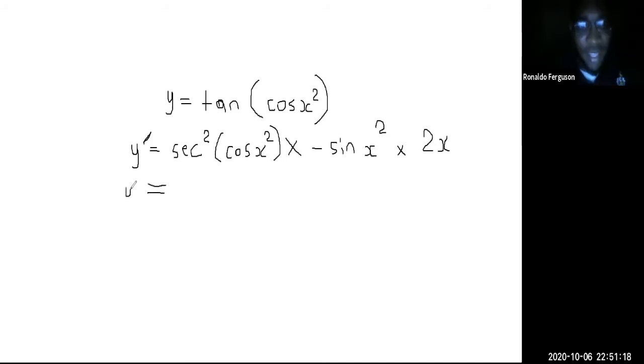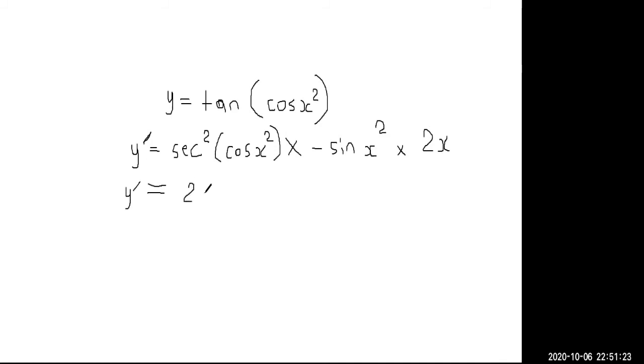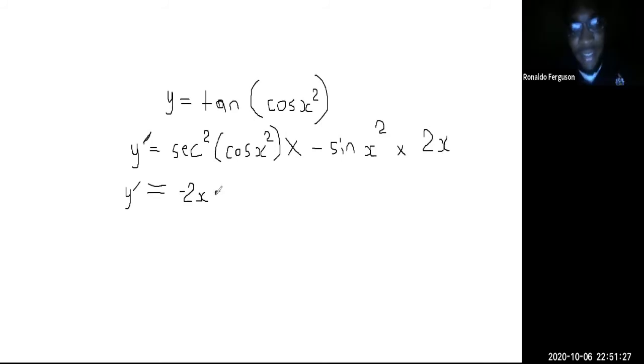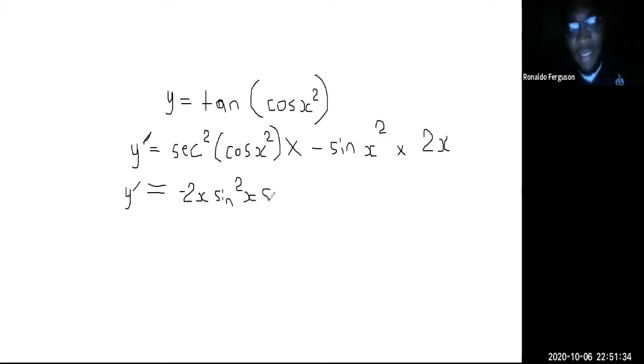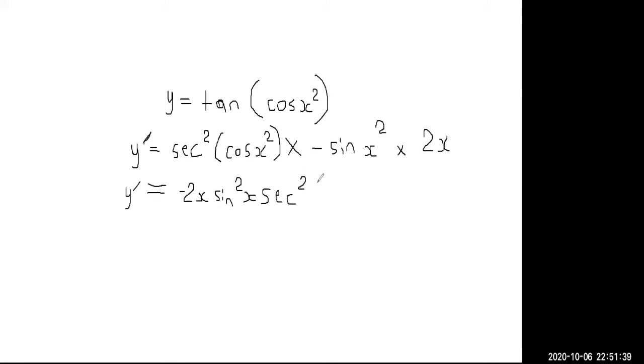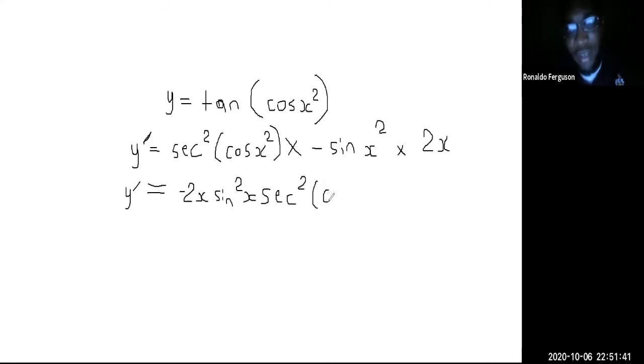And so what we get now is that y prime is equal to minus 2x sine x squared times sec squared cos x squared. And so that's the derivative of this tan function.